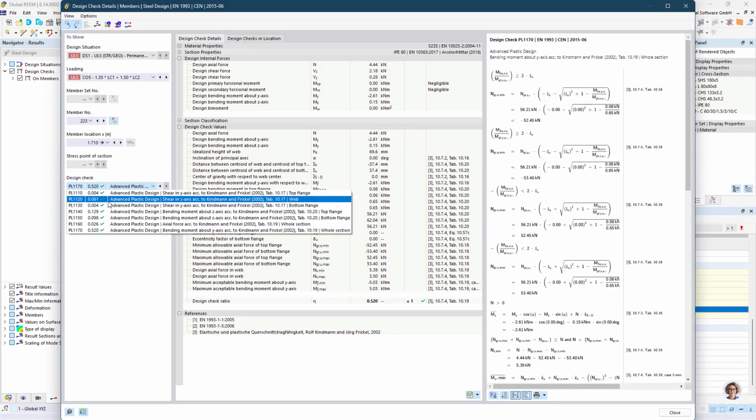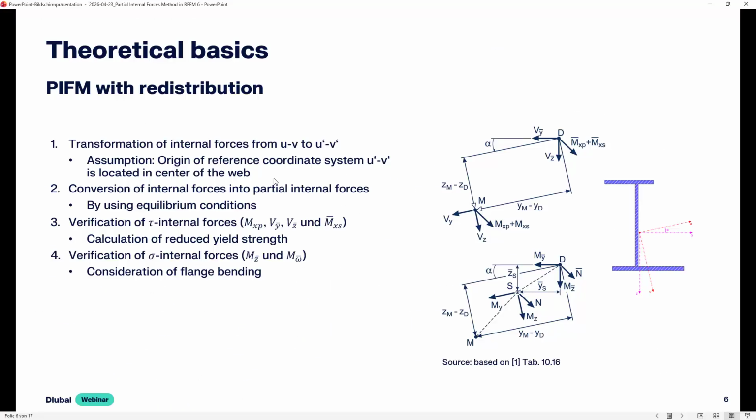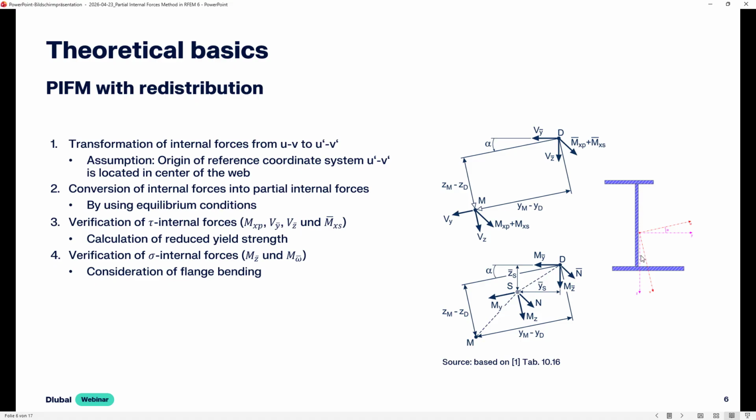And the reason for that is these steps that I mentioned before, if we go back to this slide here, we have these 5 steps. They are done individually, especially steps 3, 4, and 5. So the verification of shear internal forces, verification of normal stress internal forces, and the interaction. So for each of these 3 steps, we have a separate design check. And also for each section part, we have several design checks.